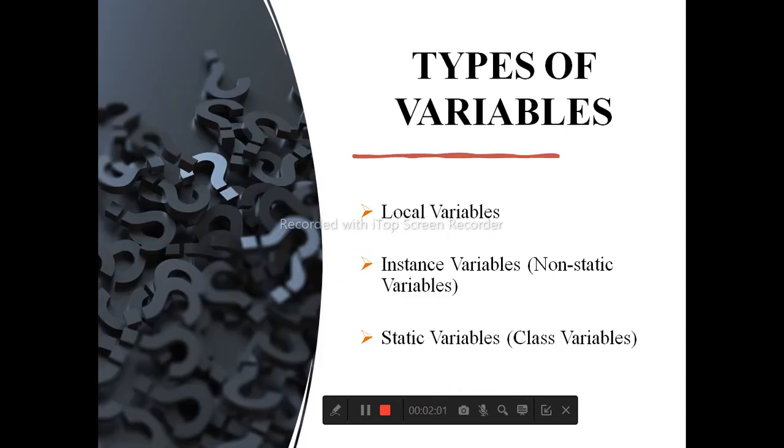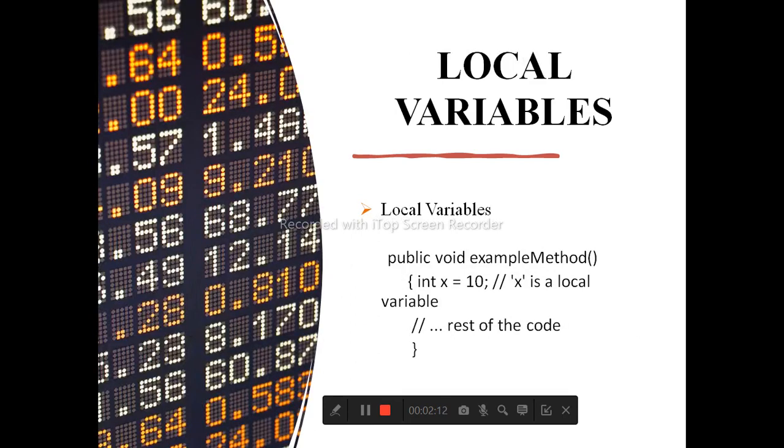Next is types of variables. There are three types of variables: local variables, instance variables, and static variables. Local variables. See, variables which are declared inside the methods are called local variables. These can be accessed directly without creating any objects. See in this example, int x = 10. This x is a local variable. You can directly access this inside the method.